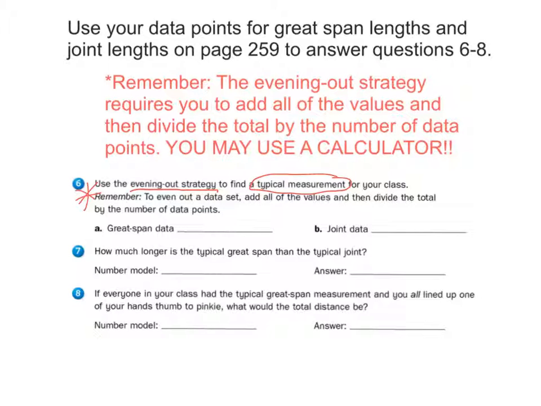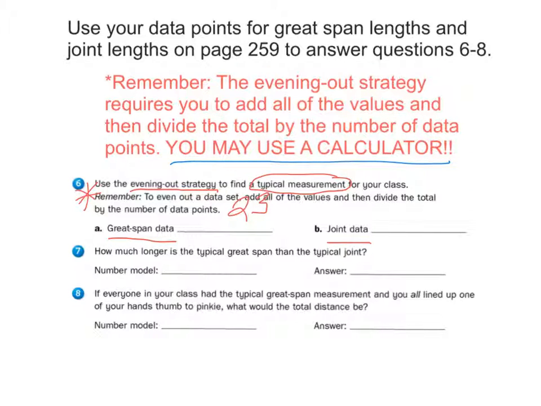So they want you to do this for the great span length and the joint data, which were both found on your line plots on page 259. Remember, there are 23 pieces of data, so you need to add all pieces of data together, and then you will be dividing by 23, since there are 23 pieces of data. You may use a calculator, okay, because this has a lot of addition of numbers with fractions, so you absolutely may use a calculator.